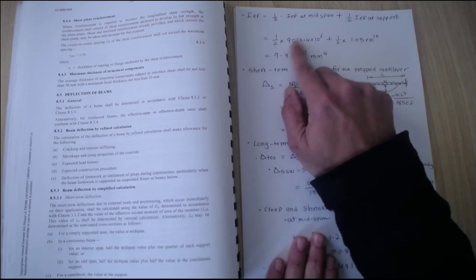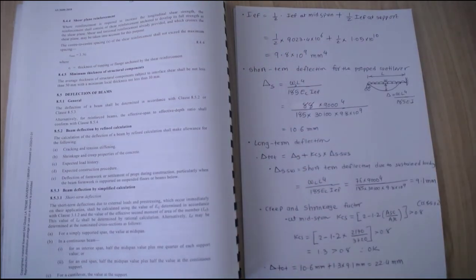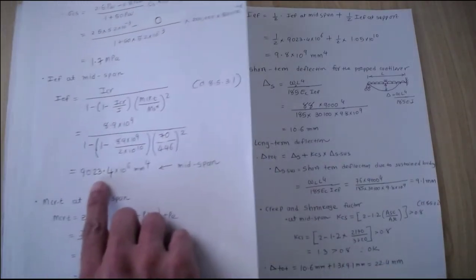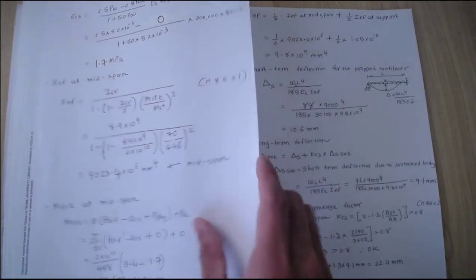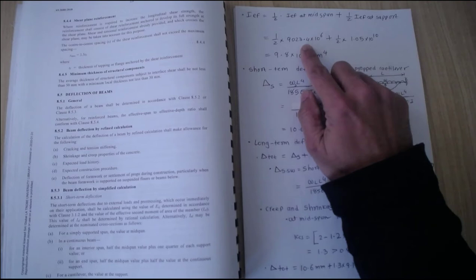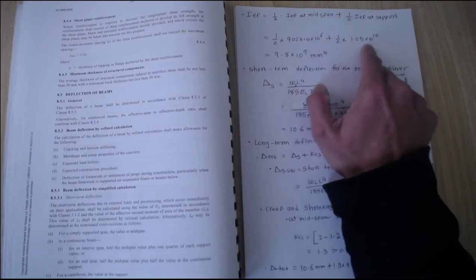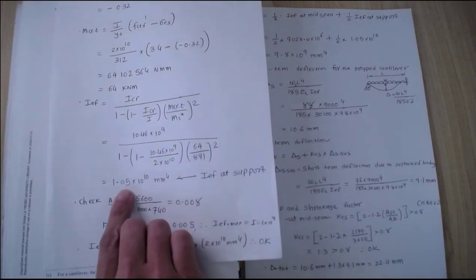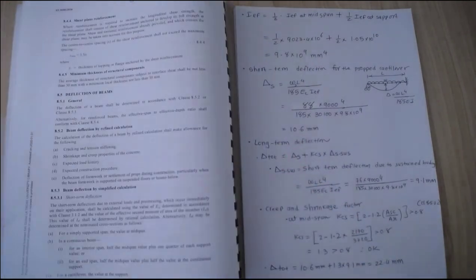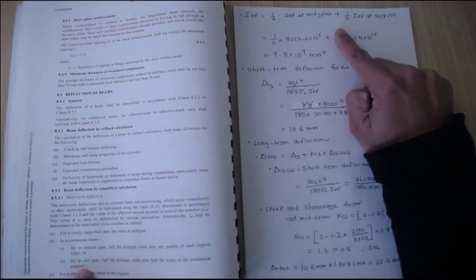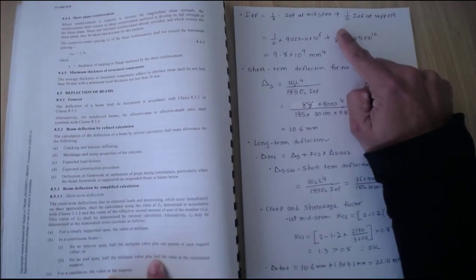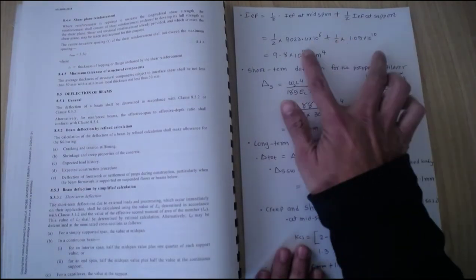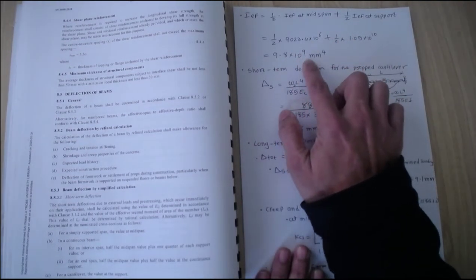So we can substitute I effective at the mid span. In the previous video we calculated this I effective at the mid span, 9023.4 times 10 raised to minus 6. That's I substitute here, plus half times 1.05, which is the I effective at the supports that we calculated in the last video, 1.05 times 10 raised to power 10. This half is basically the average, half from here and another half from here. So if you just use the calculator, you can get 9.8 times 10 raised to 9 millimeter power 4.